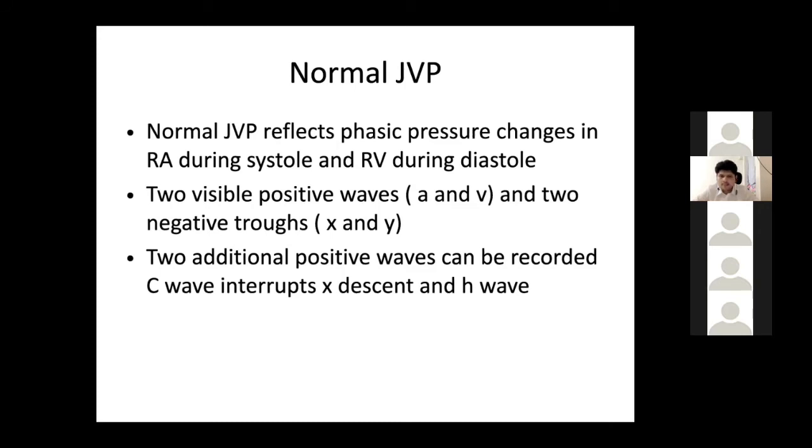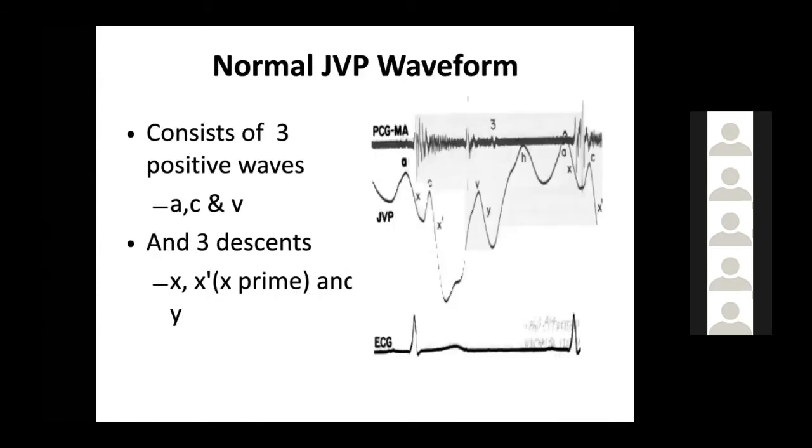Apart from this, there are additional waves, which I already told you, the C wave. The C wave is the bulging of the tricuspid valve into the right atrium during the isovolumic relaxation time, the IVRT. And we also have some waves known as the X dash wave and H wave. Now let's come to it one by one. So the three positive waves are A, C, and V, and the descents are X descent and X dash. Even if you don't remember X prime, it is okay because it is not much important.